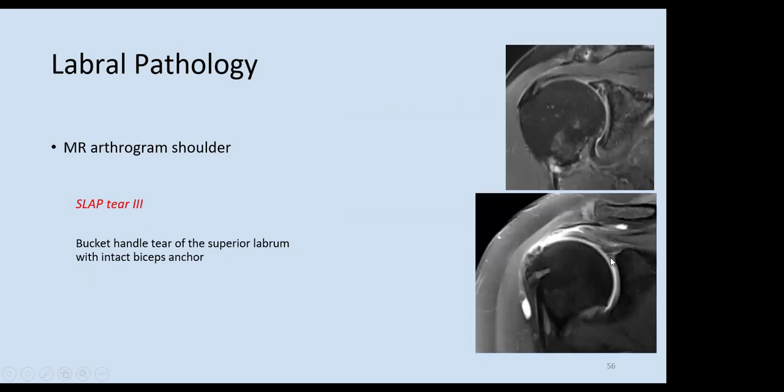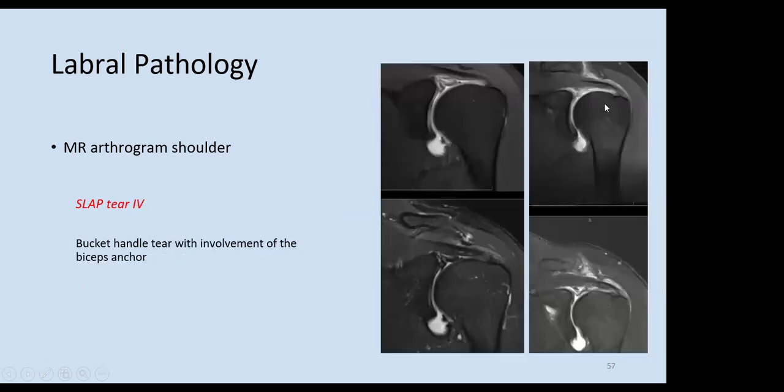And this one is type 3 because it's a bucket handle tear here, but the bucket handle tear does not involve the biceps anchor. And this is considered a bucket handle type 3 slap tear. Here we have a type 4 slap tear because the tear is actually extending now into the biceps anchor. So there's maceration and tearing of the labrum as well as the biceps anchor. There's signal change in the biceps anchor, and the gadolinium is filling the tear. This is a type 4 slap tear.